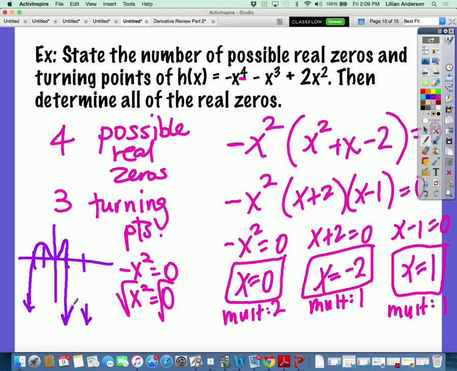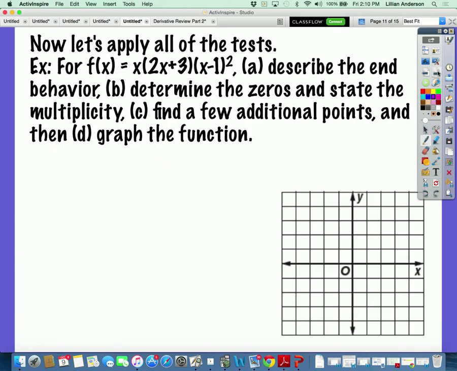Is that kind of how you use the zeros to graph it? Use the multiplicity as well. And then even a few extra additional points. And then we know that it should both point down because it is even and it's a negative. So we use that end behavior as well. So we're going to put it all together. We're actually going to do that right now. Okay?